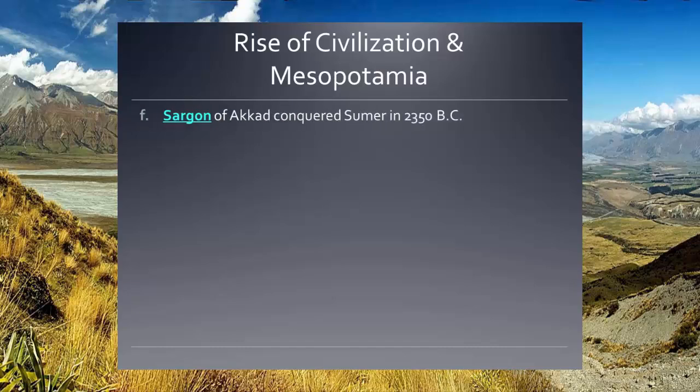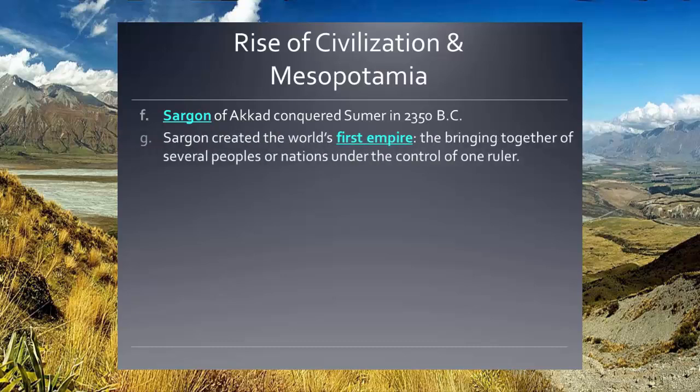As with most ancient civilizations, Sumer ended up being conquered in 2350 BCE by a guy by the name of Sargon of Akkad. Sargon would eventually create the world's first empire, which is the bringing together of several peoples or nations under the control of one ruler. Throughout our history, we will talk about many different types of empires throughout different parts of the world, and how these different leaders were able to bring all these different groups from all these different regions together under one leadership.